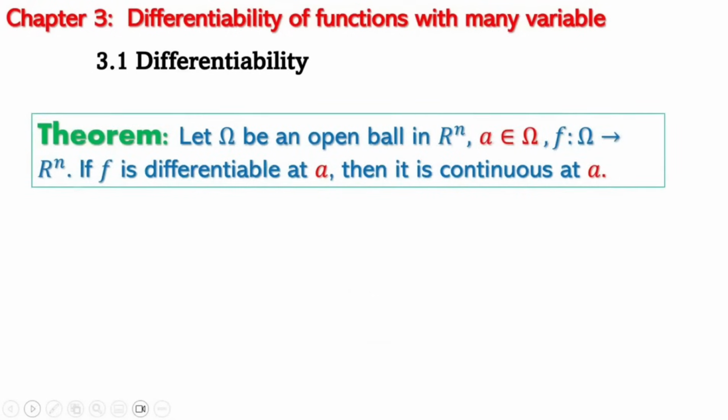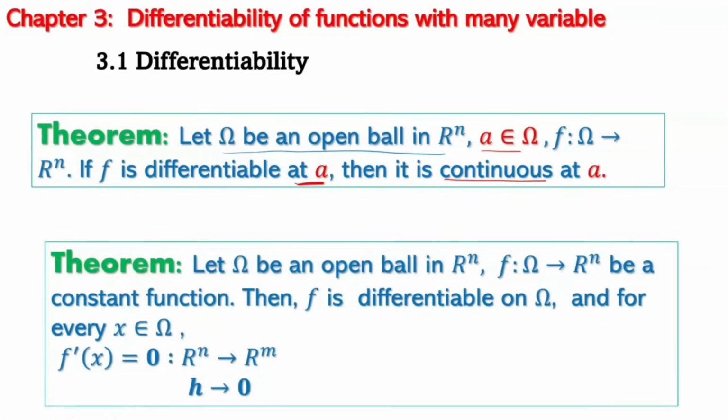Okay, now we have a theorem here, which is a general theorem and true for any differentiable function: if omega is an open ball in Rn and a belongs to omega and this function is defined, then if f is differentiable at a, it is continuous. This is like calculus 1 single variable functions, where every differentiable function is continuous. So this is the same condition, that every differentiable function is continuous on Rn.